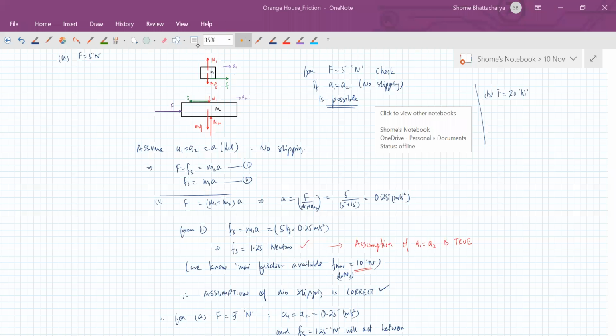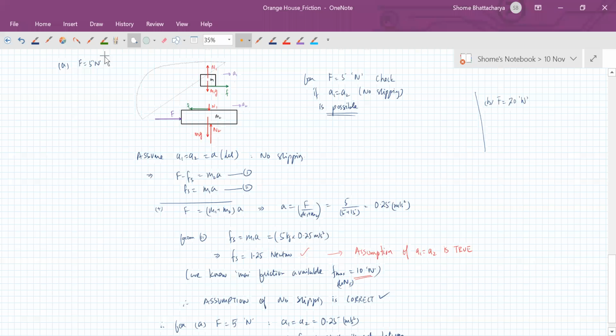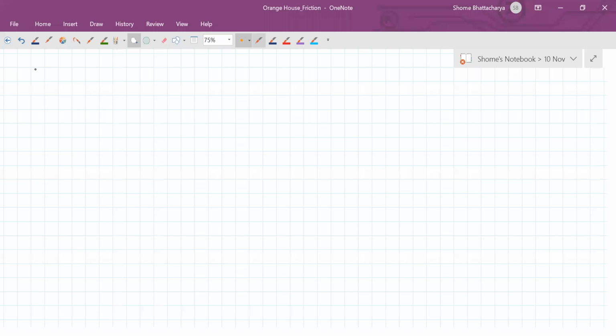So same free body diagram, same assumption, but it will give you a slightly different result: the common acceleration is 1 meter per second square, and the amount of friction acting will therefore be 5 newtons. Okay. So if you worked out the second part, now you can start doing the third part where we increase the force to 50 newtons. And for others, you can just follow what I'm doing.